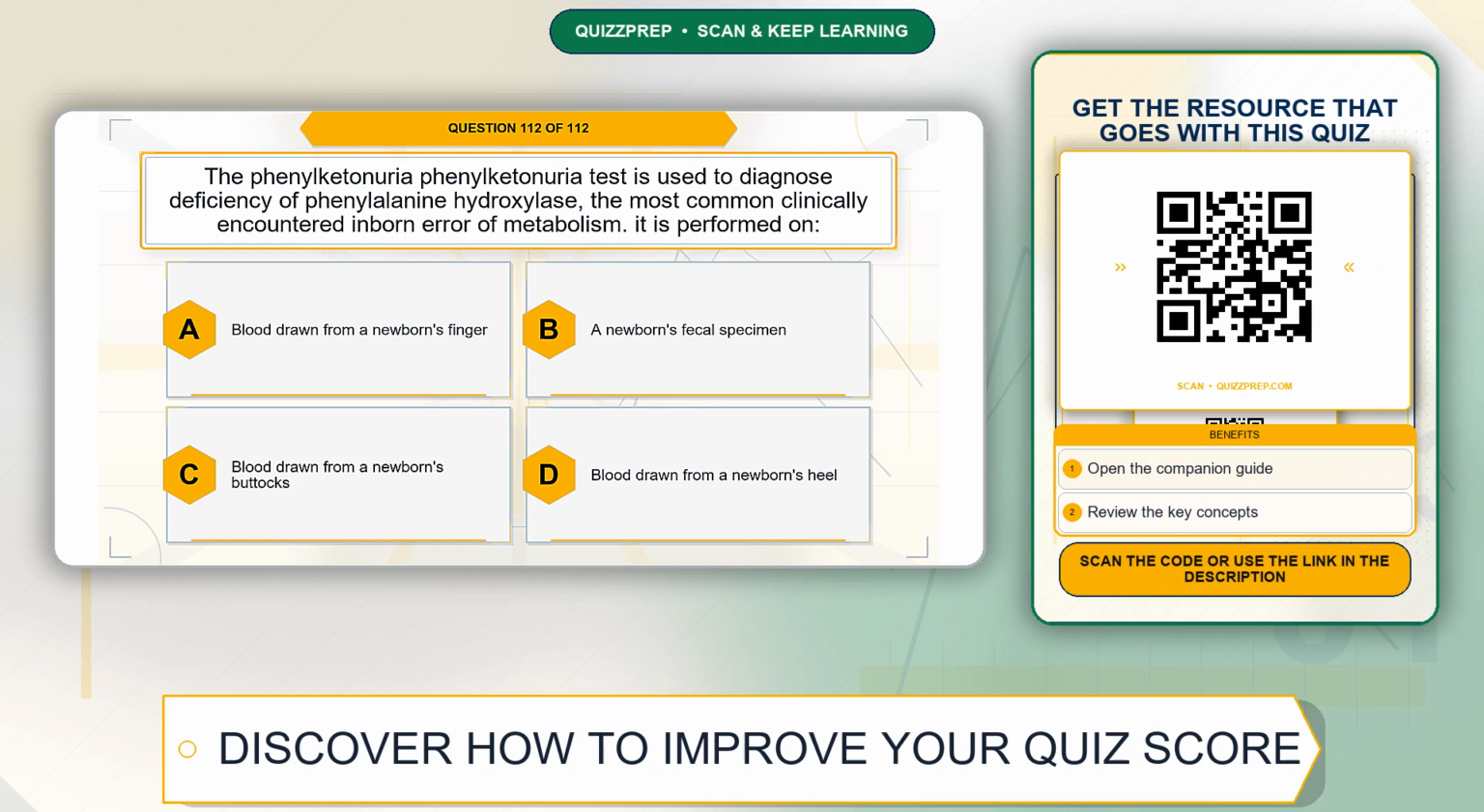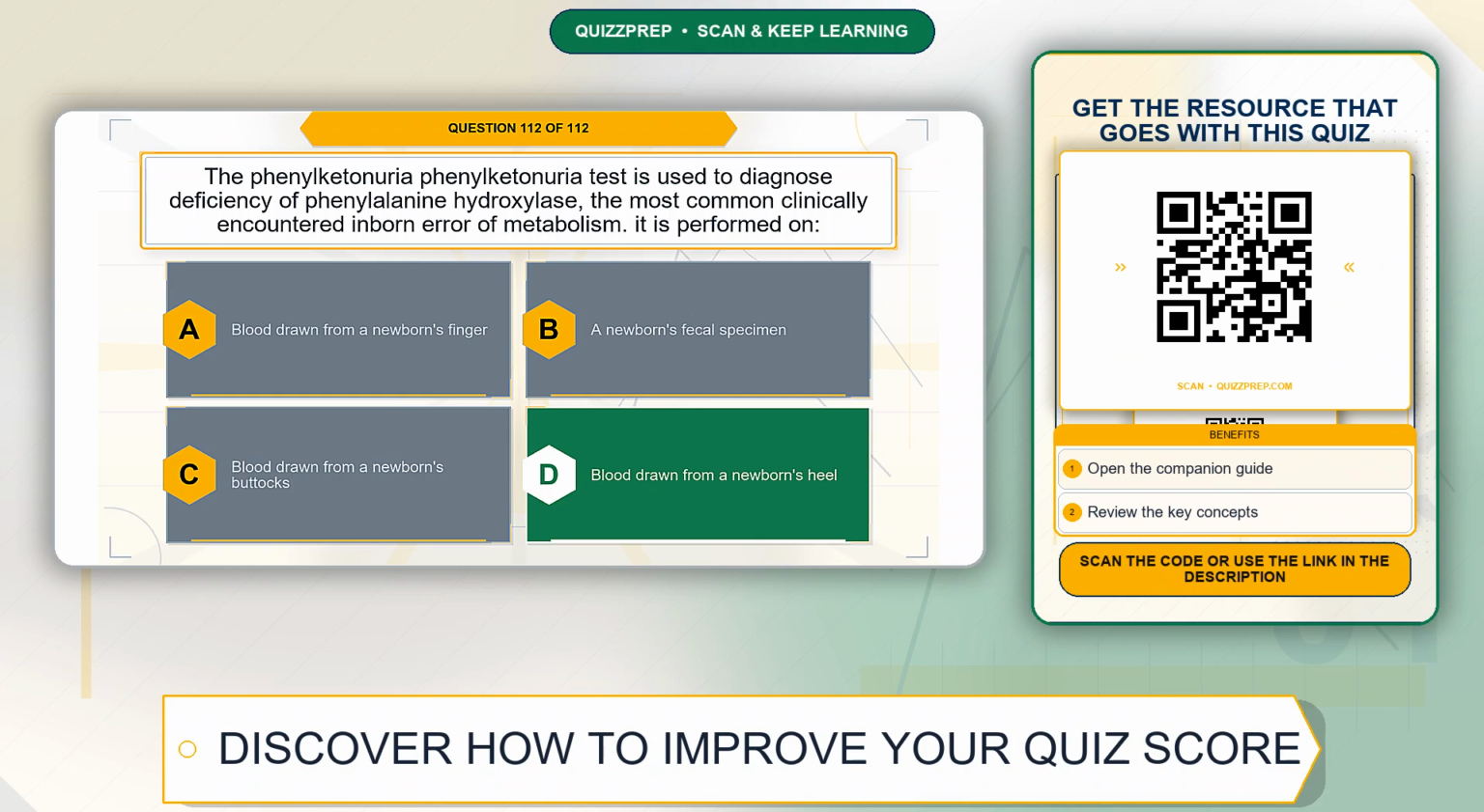Question 112. The phenylketonuria test is used to diagnose deficiency of phenylalanine hydroxylase, the most common clinically encountered inborn error of metabolism. It is performed on option A, blood drawn from a newborn's finger. Option B, a newborn's fecal specimen. Option C, blood drawn from a newborn's buttocks. Option D, blood drawn from a newborn's heel. The correct answer is option D, blood drawn from a newborn's heel.